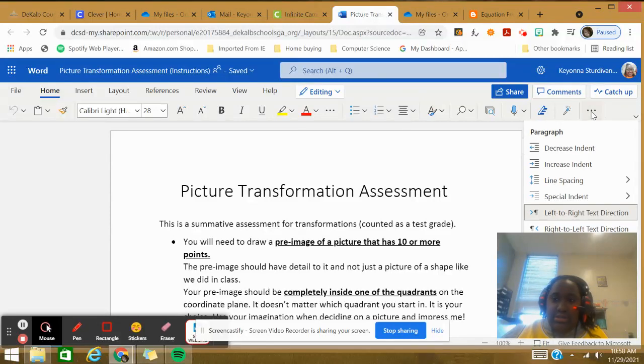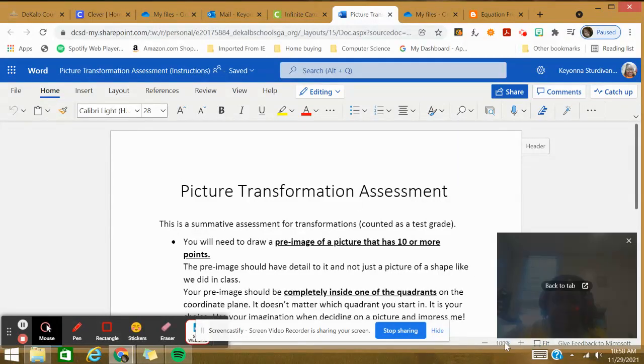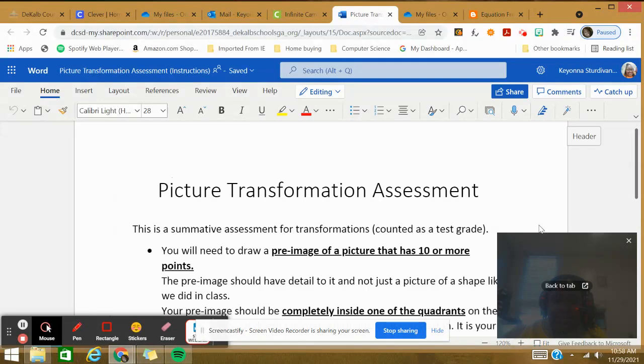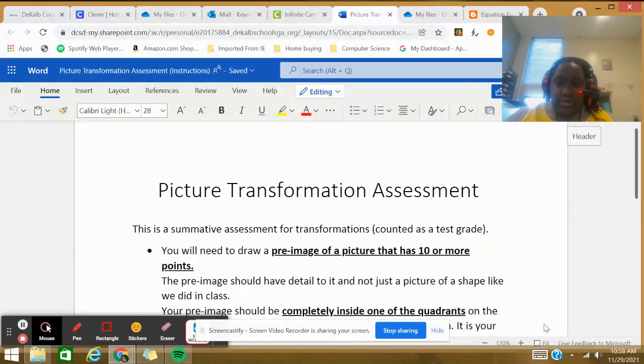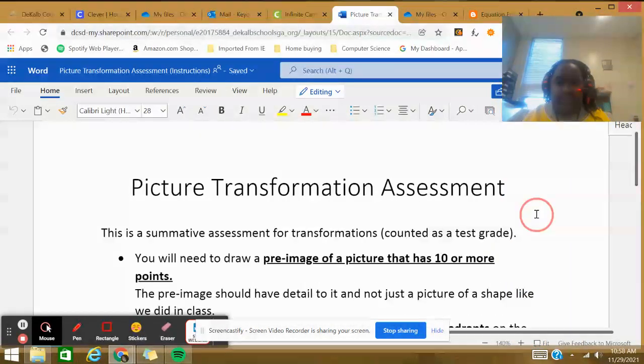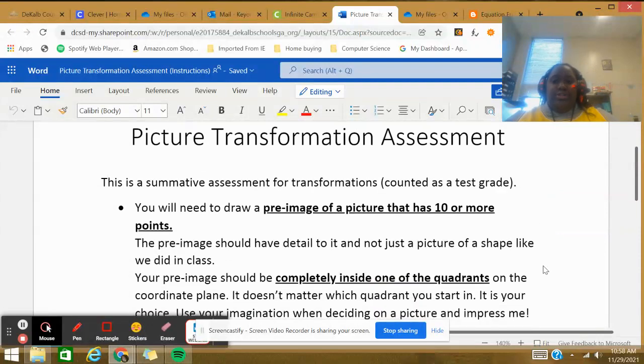All right, so let's take a look at the transformation project that we begin this week. I'm gonna try to blow this up so it'll be easier for you guys to see. But you will get a paper copy in front of you as well. So it's called Picture Transformation Assessment. This is a summative assessment, guys, and summative means that it counts as a test grade. So this is an opportunity for you guys to bring your grade up in this class this semester.